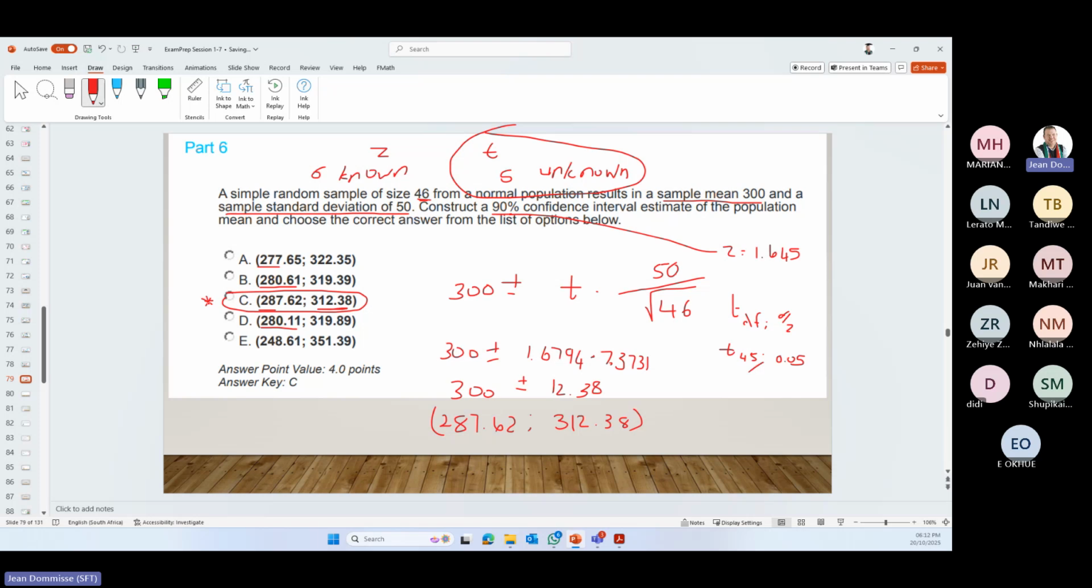Okay, so there is your answer. Very important that, again, you identify if it's known or unknown, so that you can use the correct one, because you can see again, the Z would have been incorrect, but very close to what the T is. And I assume if you used that, you might even get that it doesn't fit any of the answers.